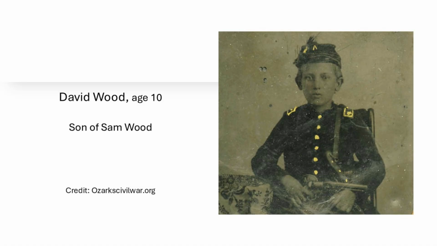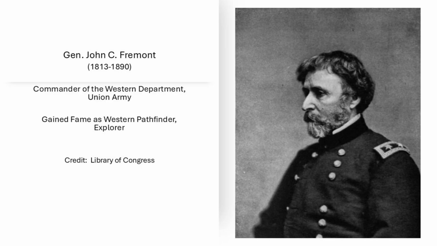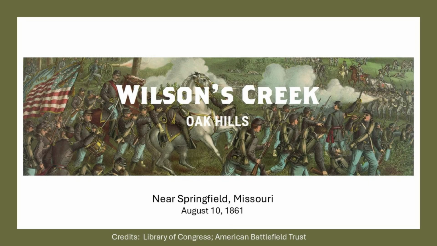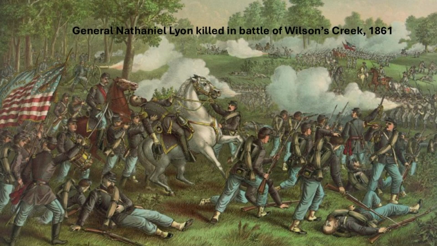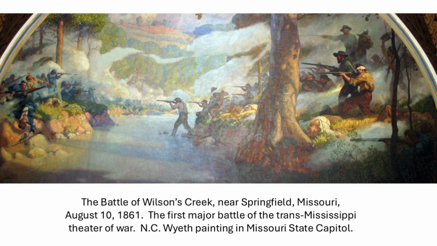David Wood, his 10-year-old son, sought to join the Rangers and is shown in his uniform. Also joining Wood's Rangers was his maternal cousin Sidney A. Breeze. Wood's Rangers would be folded into General John C. Fremont's 6th Regiment of Missouri Cavalry. They participated in the first major battle west of the Mississippi at Wilson's Creek, Missouri in August 1861. Wood's Rangers suffered no casualties in that battle.